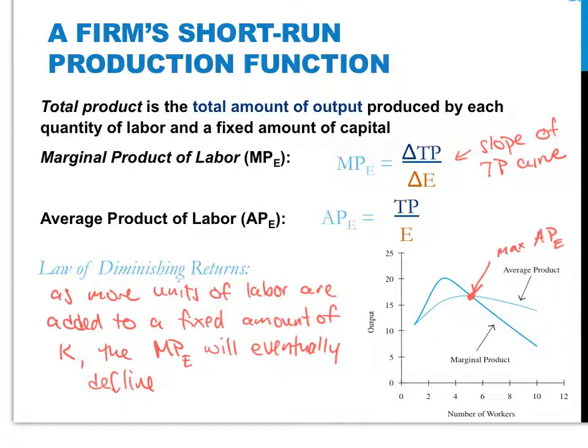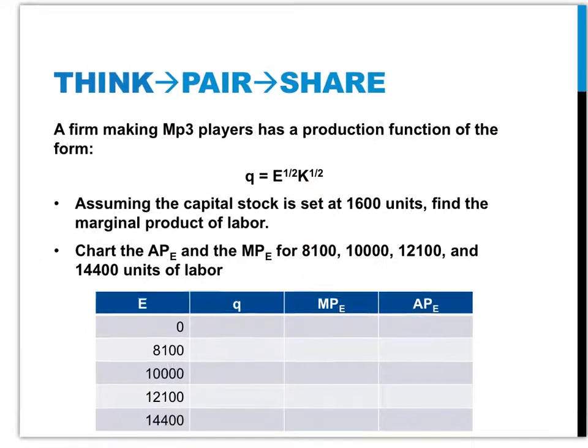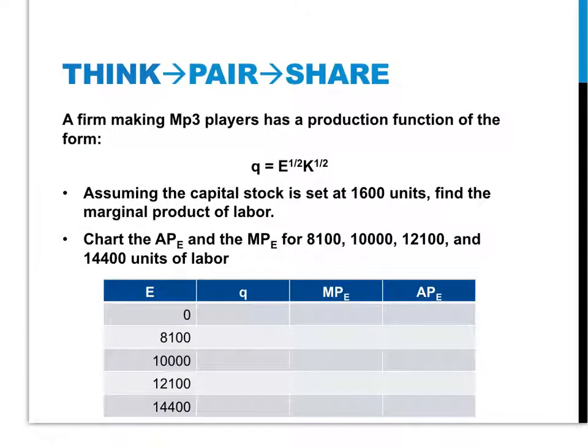Okay, so let's do a think, pair, share. A firm making MP3 players has a production function of the form Q equals E to the 1/2 K to the 1/2. Assuming the capital stock is set at 1,600 units, find the marginal product of labor. Fill in the chart with the average product of labor and the marginal product of labor for 8,100, 10,000, 12,100, and 14,400 units of labor. So we want to find the total output, the marginal product of labor, and the average product.